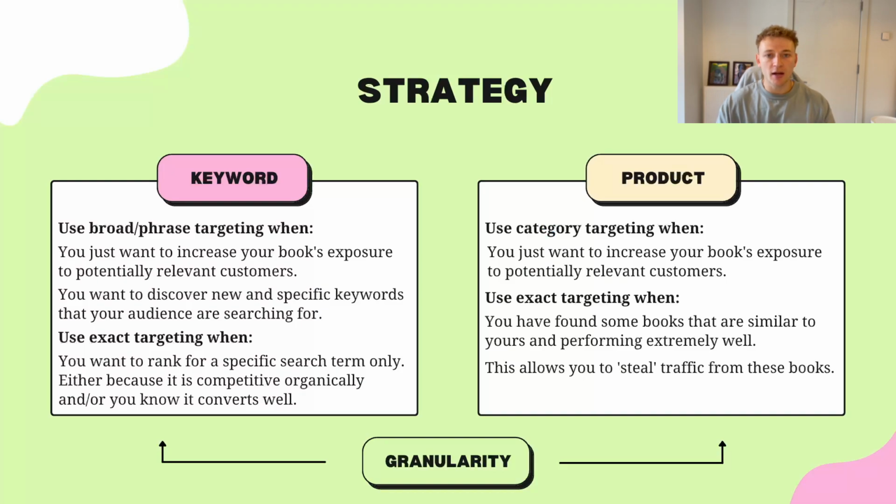So initially you are going to have to be a little bit more broad, a little bit less granular when it comes to your advertising strategy. But over time, as you get more and more data, you're going to slowly work out what books your book performs well against and also what keywords it performs well against. And the ultimate goal of this is super levels of granularity, exact matches for products and keywords that you know convert to sales.